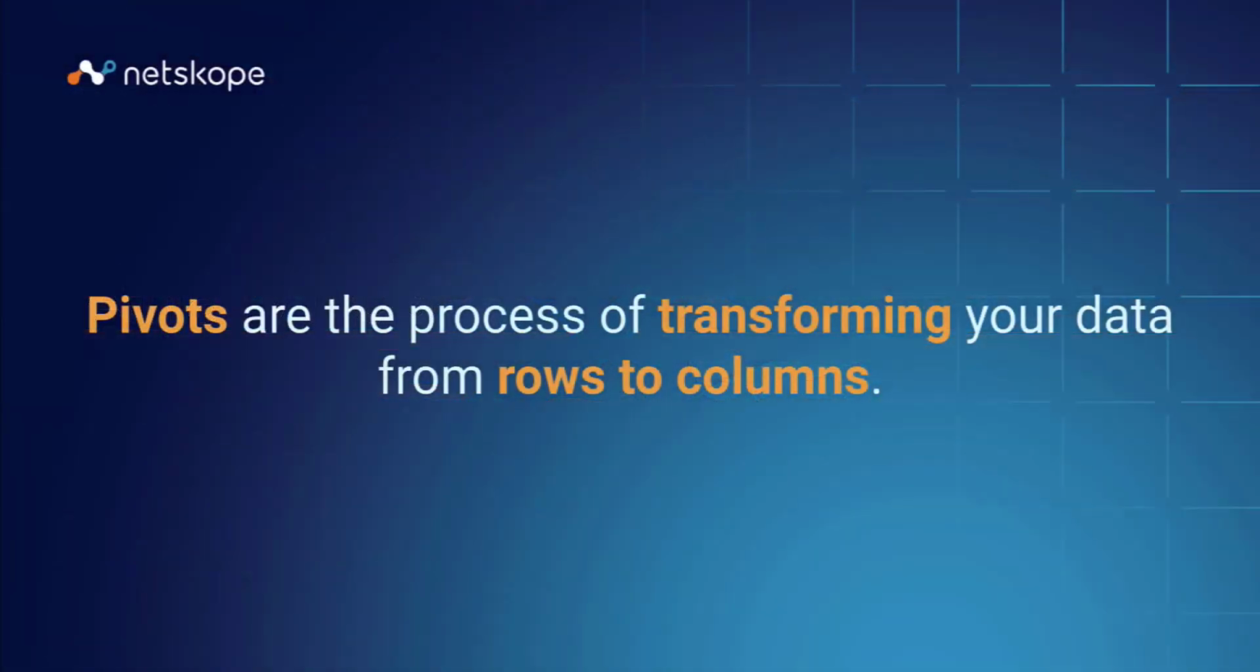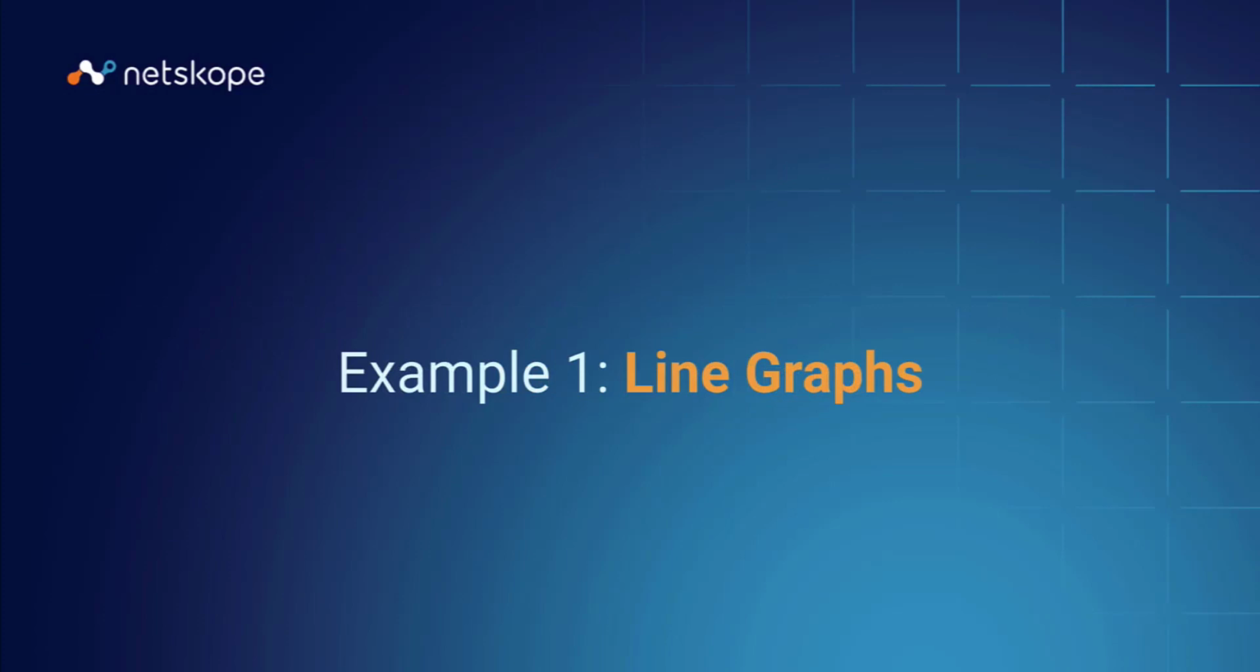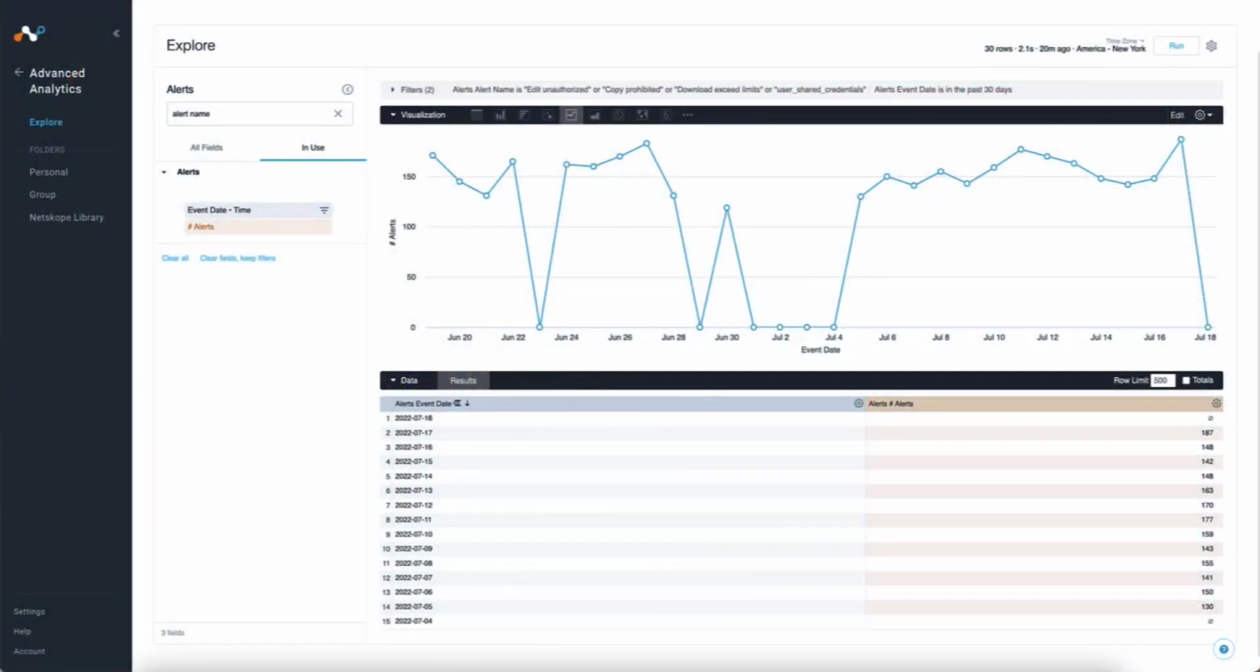Pivots are the process of transforming your data from rows into columns. Let's look at a couple examples. In this first example, we will be using a line graph which displays alert trends. In this view, we can see how many alerts are generated day over day.